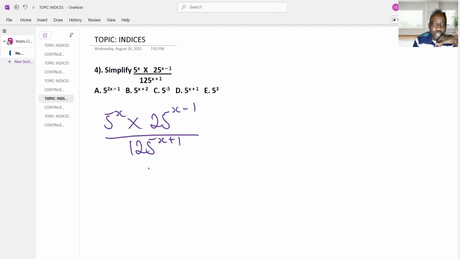Now we are going to turn this question into the same base, which is 5. The 25 can be turned to 5 raised to power 2. And this 125, how can we turn this 125 to base 5? We say 5 raised to power 3, because 5 times 5 is 25, and 25 times 5 gives us 125. It's raised to power 3. Therefore, let's begin.